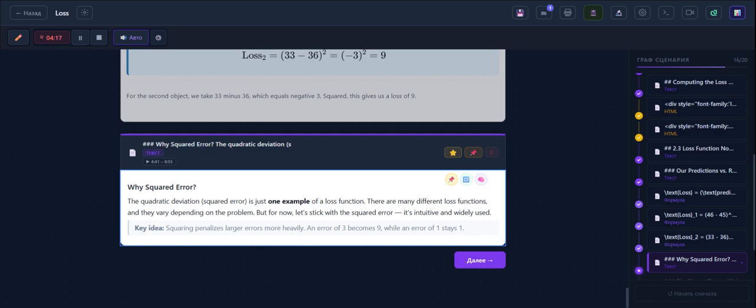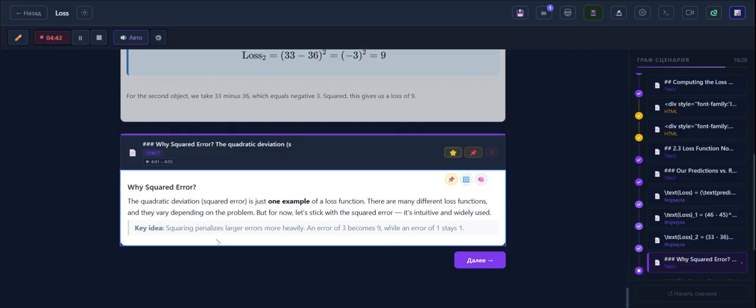One more question that we might have: why squared error? Again, the quadratic deviation, squared error, is just one example of a loss function. There are many different ways we can calculate the loss, and this might depend on the problem. For now, let's stick with this one. It's intuitive and widely used.